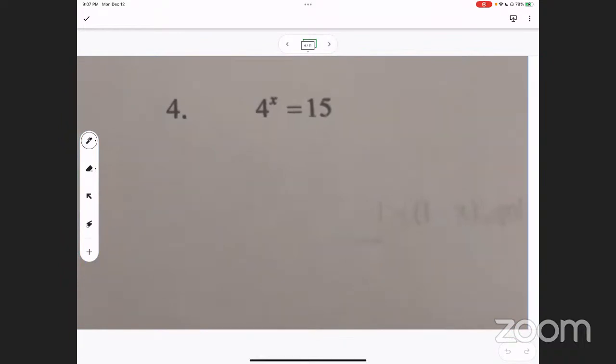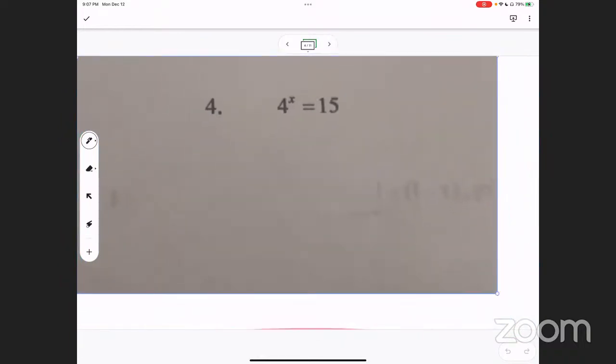Take the log of both sides, because that, after all, is the reason that you learn logs, so you can get variables out of the exponent. So when I take the log of both sides, this x comes down. I get x times the log of 4 equals the log of 15, which means x equals the log of 15 over the log of 4.